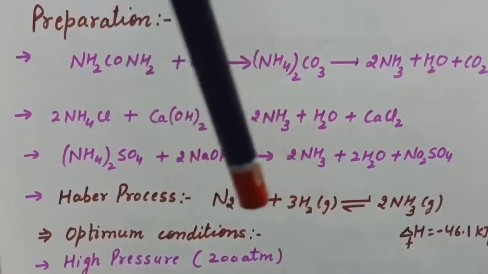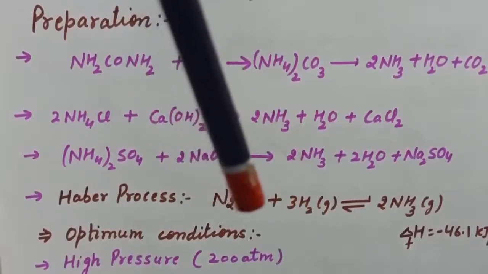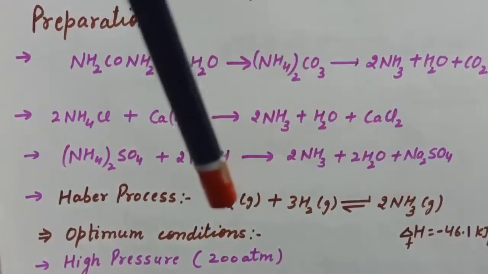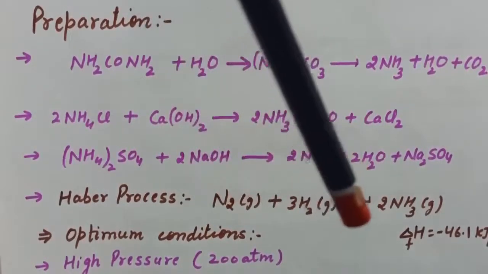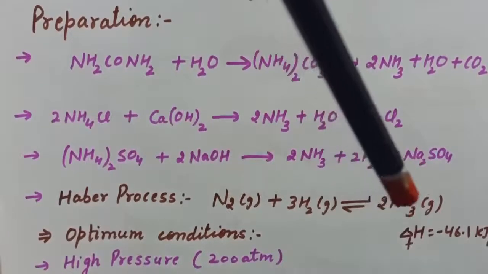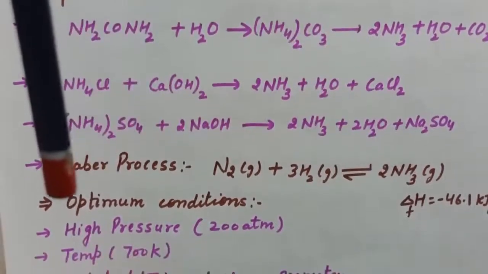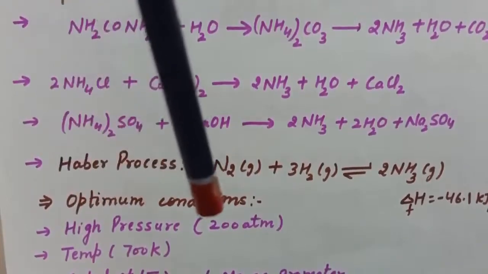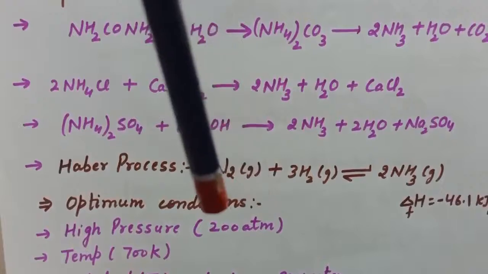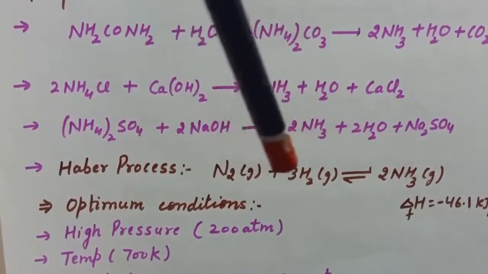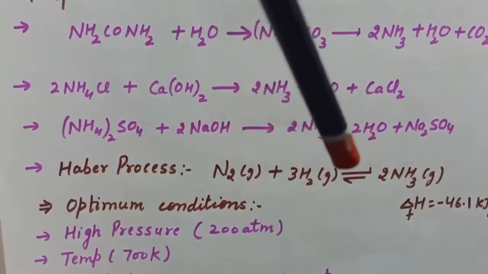On the left-hand side we have 4 molecules of gas, and on the right-hand side we have 2 molecules. So when we increase the pressure, the equilibrium will shift in the forward direction, and here we are getting more and more ammonia. So the first optimum condition is high pressure, and the value is around 200 atmospheres. This reaction favors, or we can say that we can produce ammonia in larger amounts.